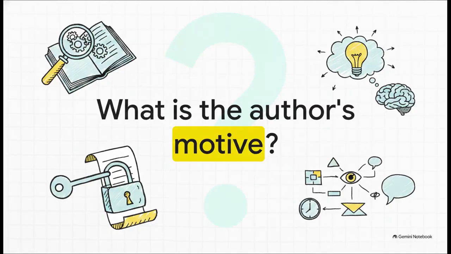During your Socratic interrogation of the text, you must actively ask yourself, what is the author's motive? If you can figure out exactly why the author wrote the piece in the first place, you'll have a massive advantage in understanding what they're actually saying. It acts like a master key that unlocks the underlying meaning of the whole text.